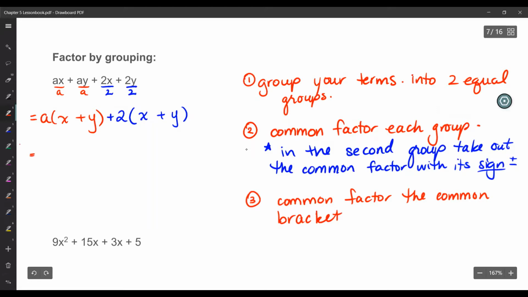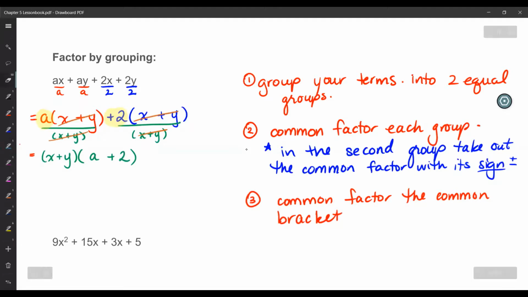So we are going to take out a common factor of x plus y. And we open up a set of brackets always when we common factor. And then we will write what's left. So what's going to happen here is these will be gone, and I will be left with a plus 2 in the second bracket. This is factoring by grouping.